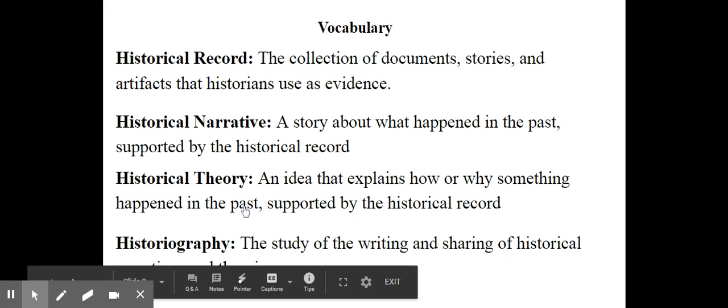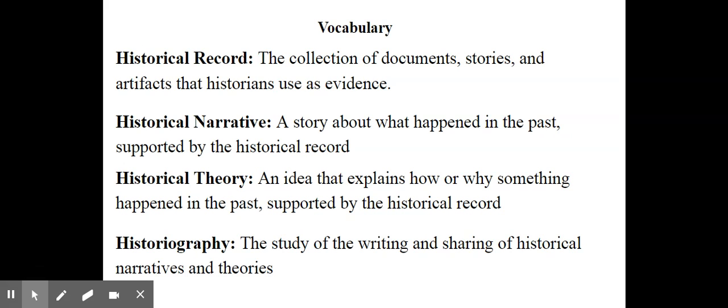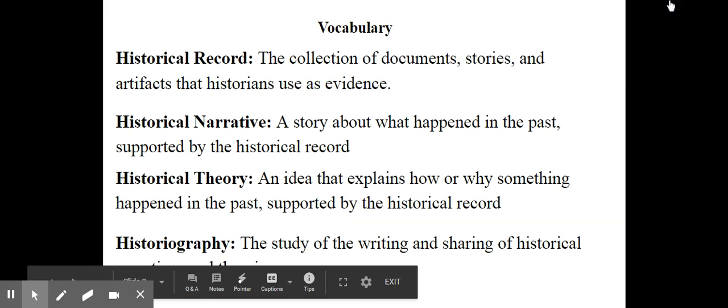So the last vocab word for today is historiography. This is the study of writing and sharing of historical narratives and theories. So, historiography is when we study how people write and share about history. What is historiography?